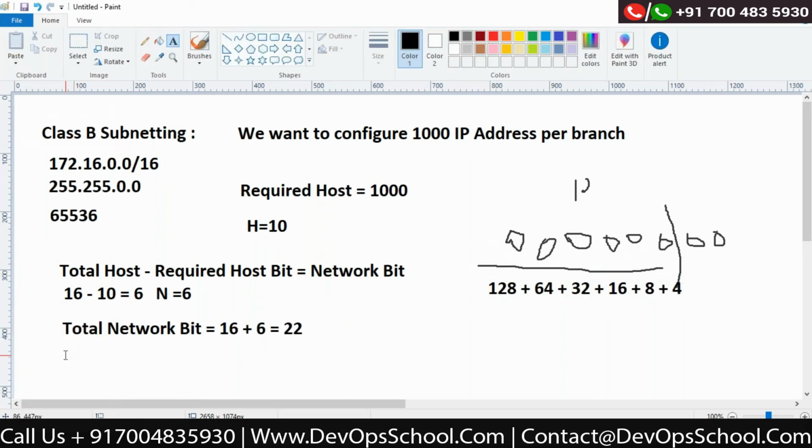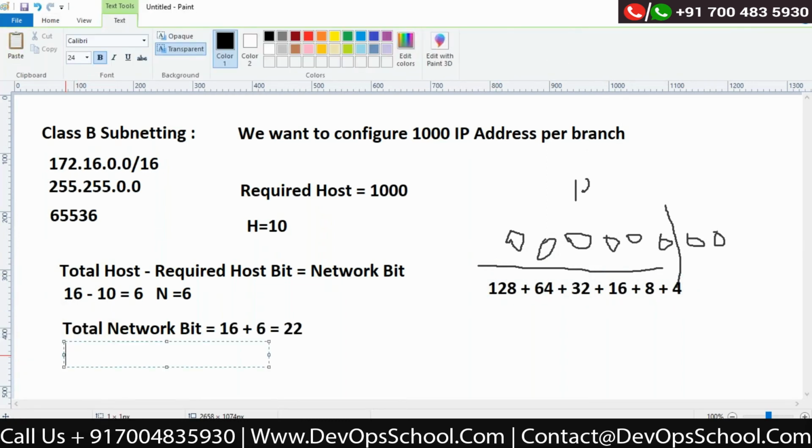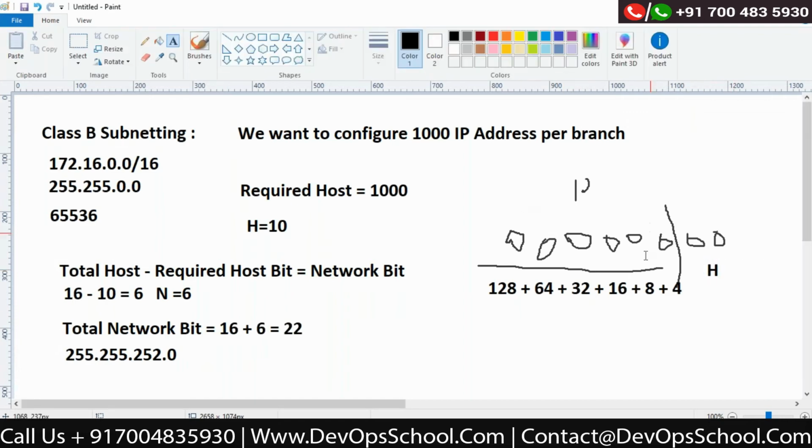Okay, so the subnet mask for this would be 255.255.252.0, because this 8 bit plus this 2 bit is still for the host side. Correct? I just took an additional 6 bits from the host and passed them to the network side. So this is my subnet mask for this particular network.